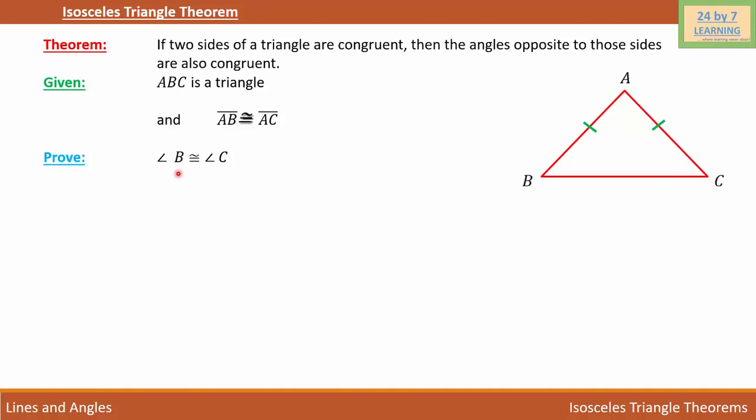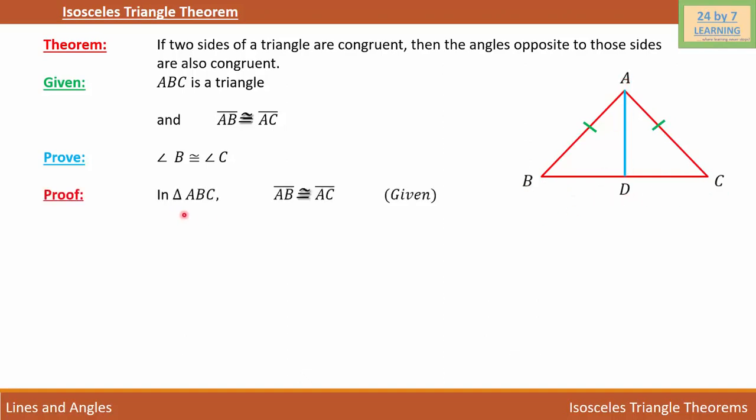In order to prove that angle B is congruent to angle C, I am going to consider the midpoint of side BC, which is basically D right here. Now let's connect point A with point D, and if we do that, we will get line AD. So as we can see, this triangle ABC is divided into two triangles, and my first triangle is triangle ABD and my second triangle is triangle ADC. In order to prove that angle B is congruent to angle C, we need to prove that triangle ABD is congruent to triangle ADC.